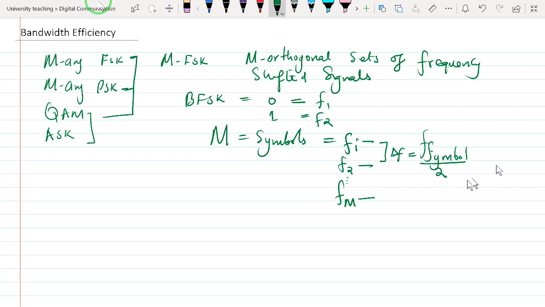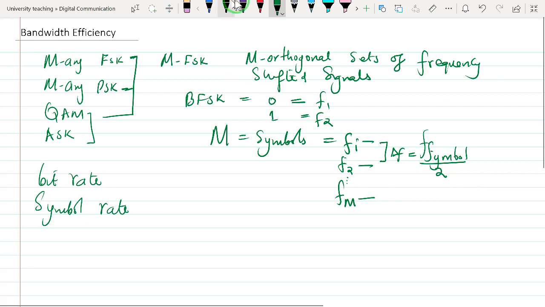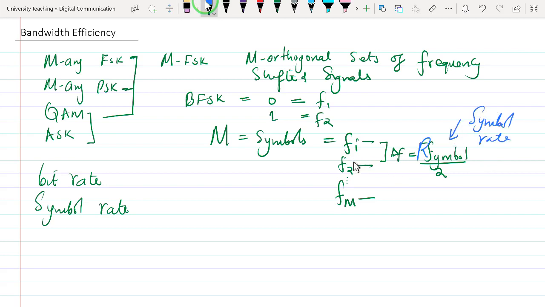I want to be clear that we normally have a bit rate and a symbol rate. So in this case, when I say F symbol, the better notation is not F but R, which is supposed to mean the symbol rate. So we are saying that if the symbol rate is given by RS, then the difference between F1 and F2 must be equal to or greater than the symbol rate divided by 2.